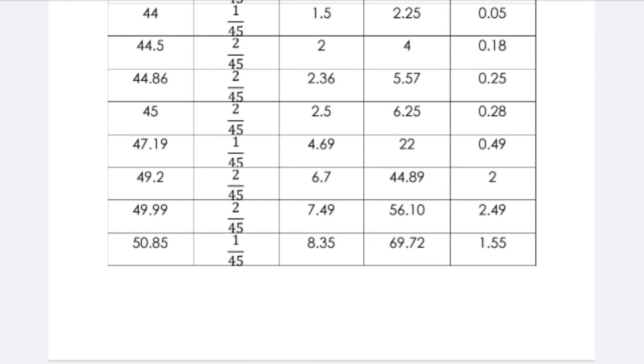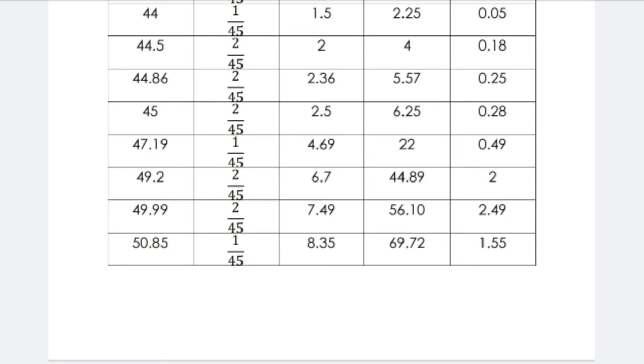The next is 45 with the probability of 2 over 45. 45 minus 42.5 is 2.5, and 2.5 squared is 6.25. The probability 2 over 45 times 6.25 is 0.28 hundredths.